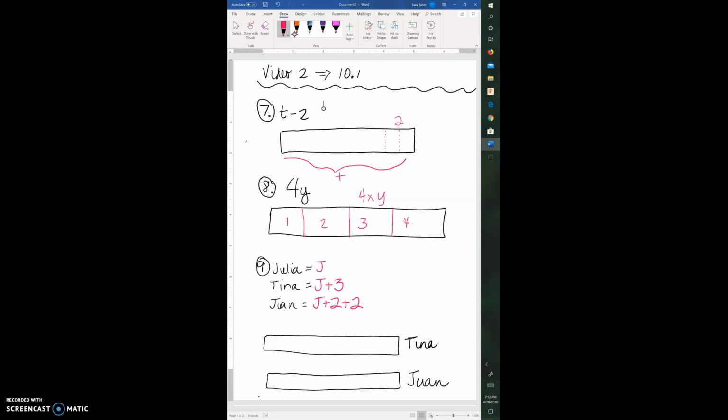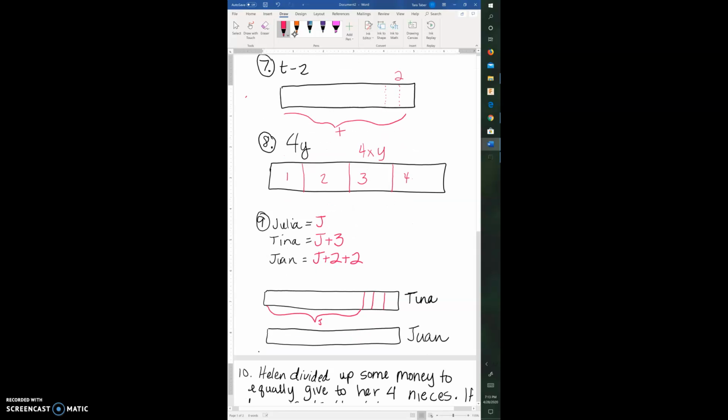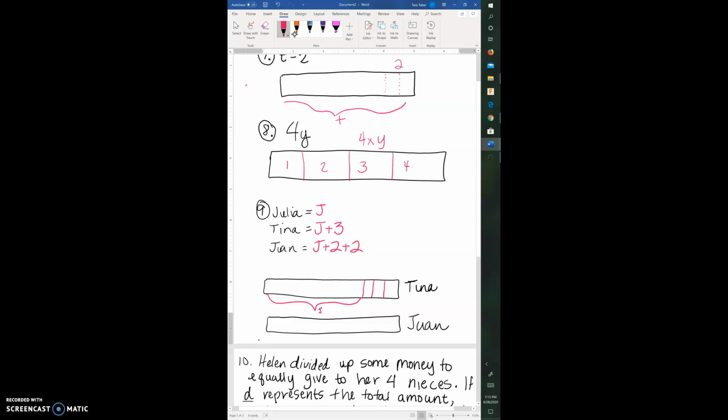So we need to do a diagram for Tina. Well, Tina is J plus 3. Well, let's just add 3 at the end. 1, 2, 3, right? And then this would all be J, because we have no idea what Julia is, right? And so Juan, he scored 2 more than Julia, and then he got 2 points extra credit, so he got 4 more points than Julia. And this is Julia. And that's how that goes.